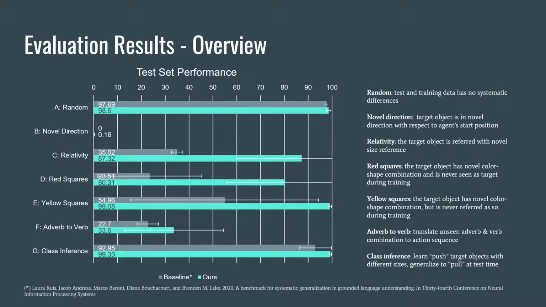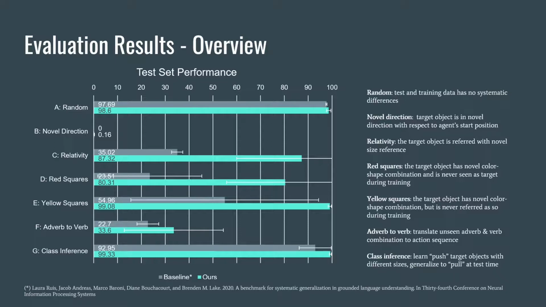So comparing our model against the baseline, we performed quite well, and we outperformed the baseline on the majority of the different test splits. Let me give a quick introduction to the different test splits. The random test split is just like the normal test set that we see in other machine learning research. The test data has no systematic differences.